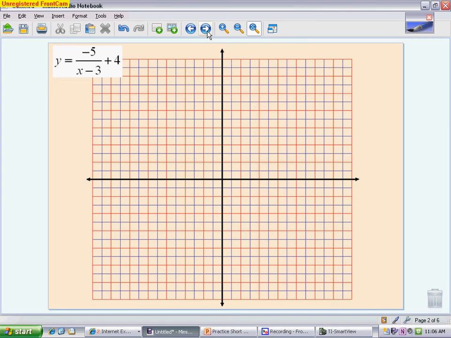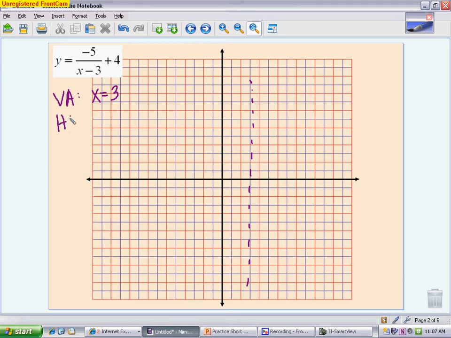So the first one we have is the simplest one, what we first started with, negative 5 over x minus 3 plus 4. I'm going to start with vertical asymptote because we do not need our calculator for this. Vertical asymptote is going to be whatever makes the denominator 0. So if you look at x minus 3, what will make that 0 is x equals 3. And so immediately I'm going to go onto my picture and I'm going to draw my vertical asymptote.